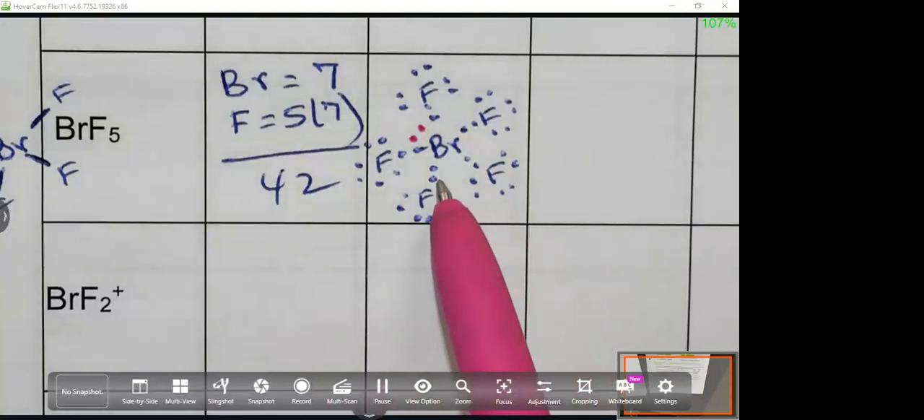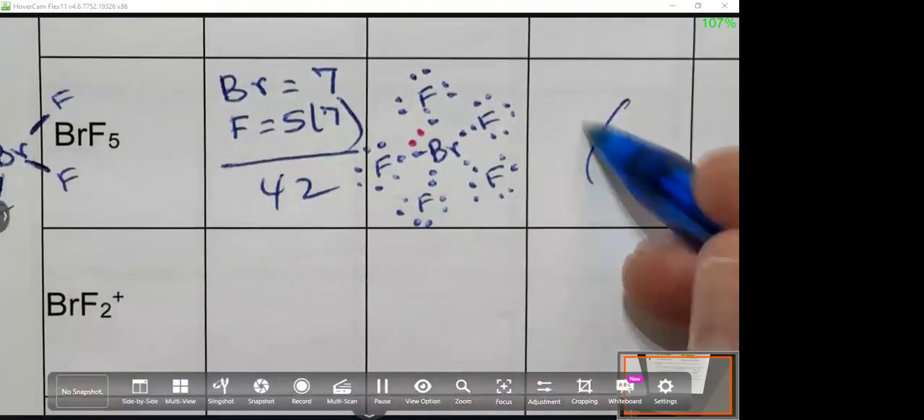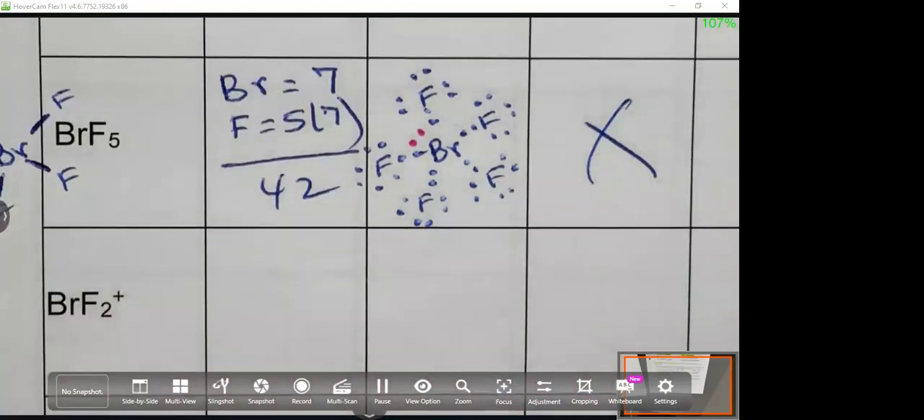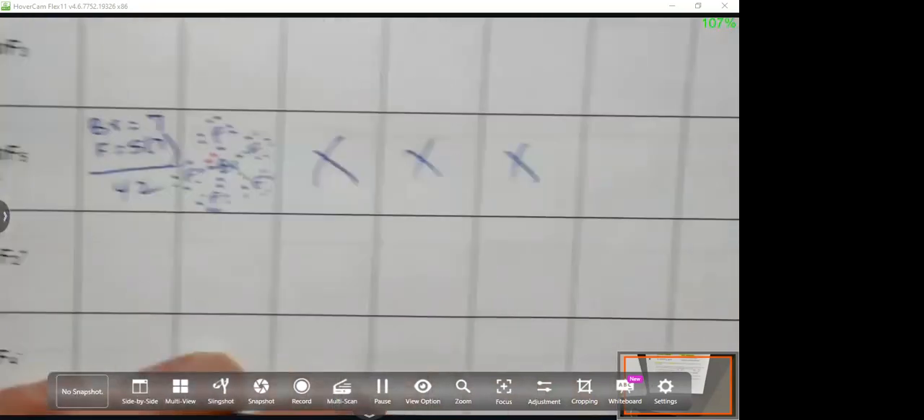I don't do multiple bonds with group 17 elements anyway. We know we're not going to have any multiple bonds. We do not have resonance structures. We're going to get to that coming up.